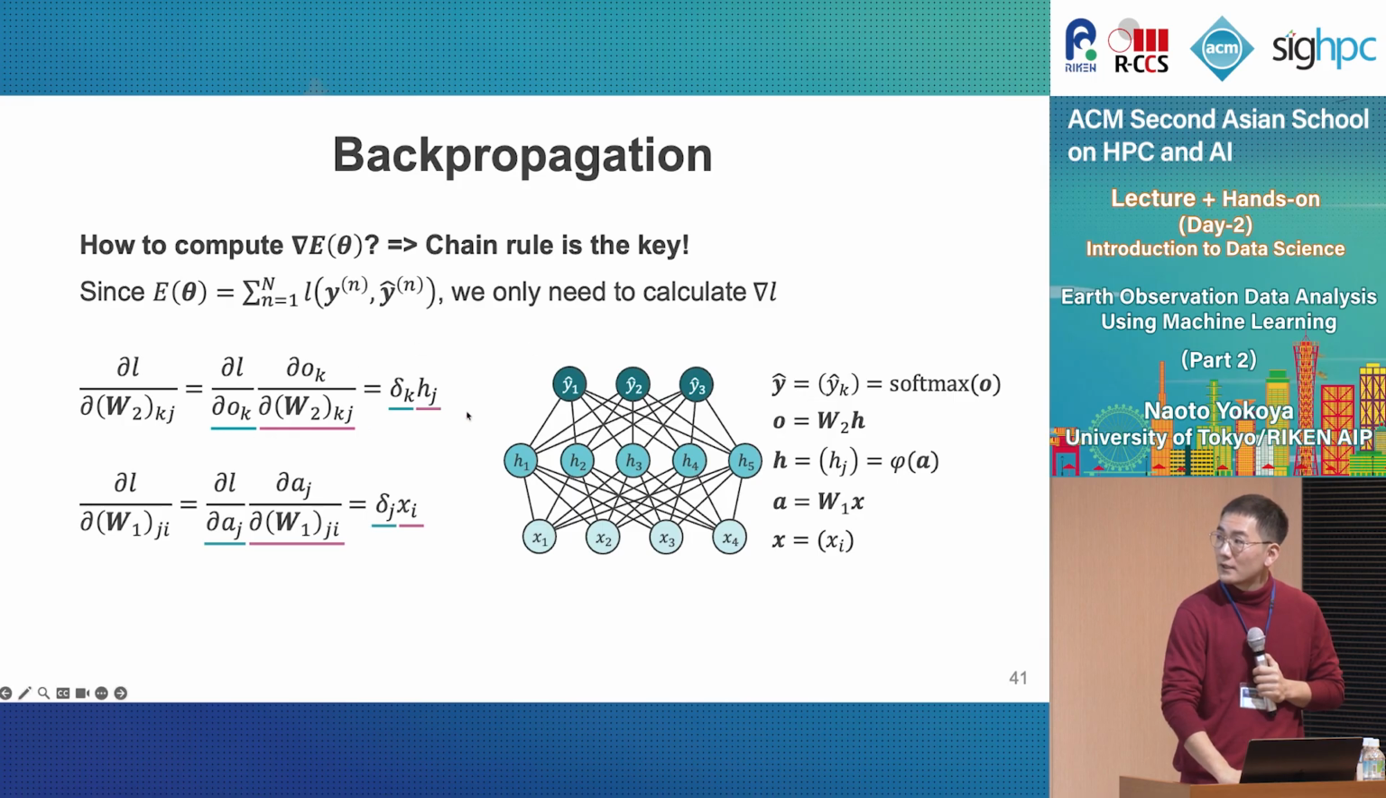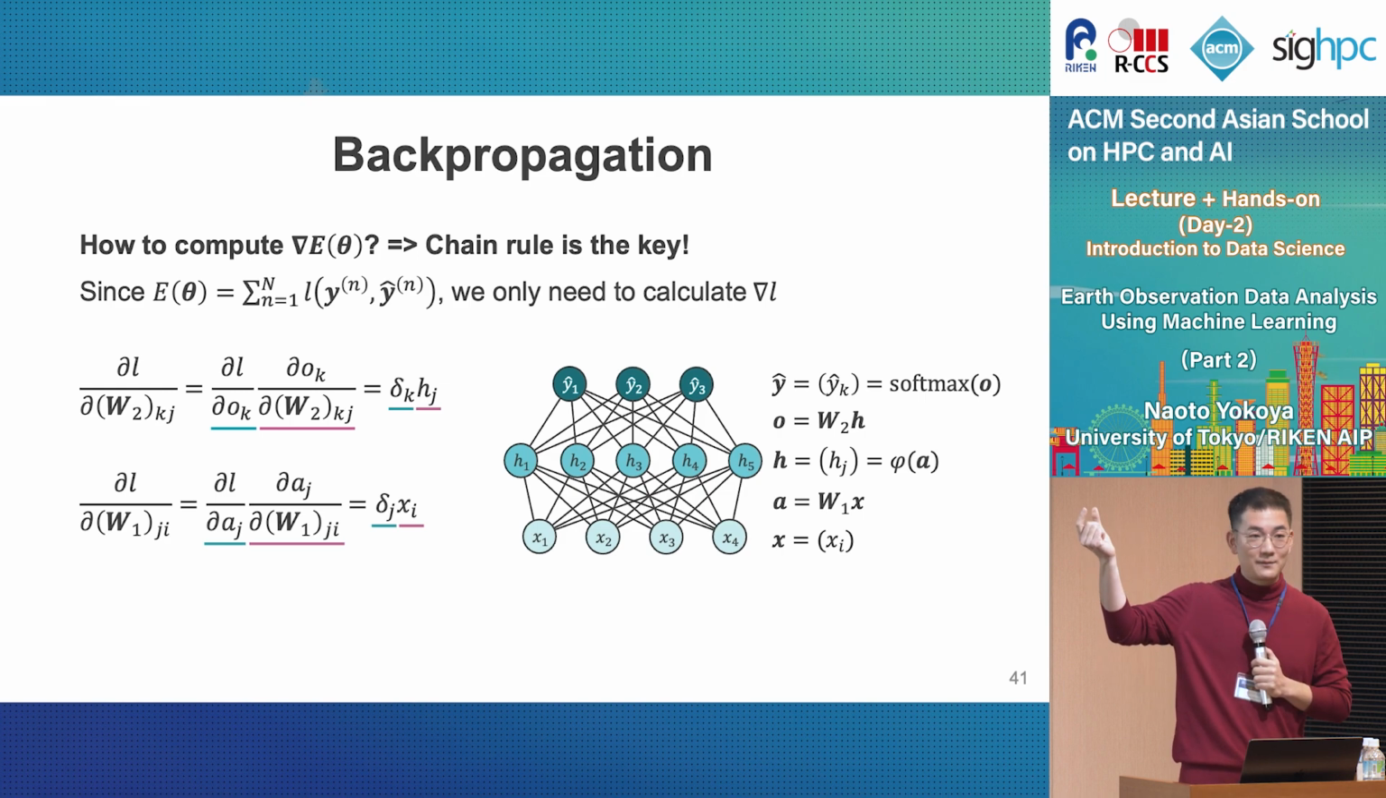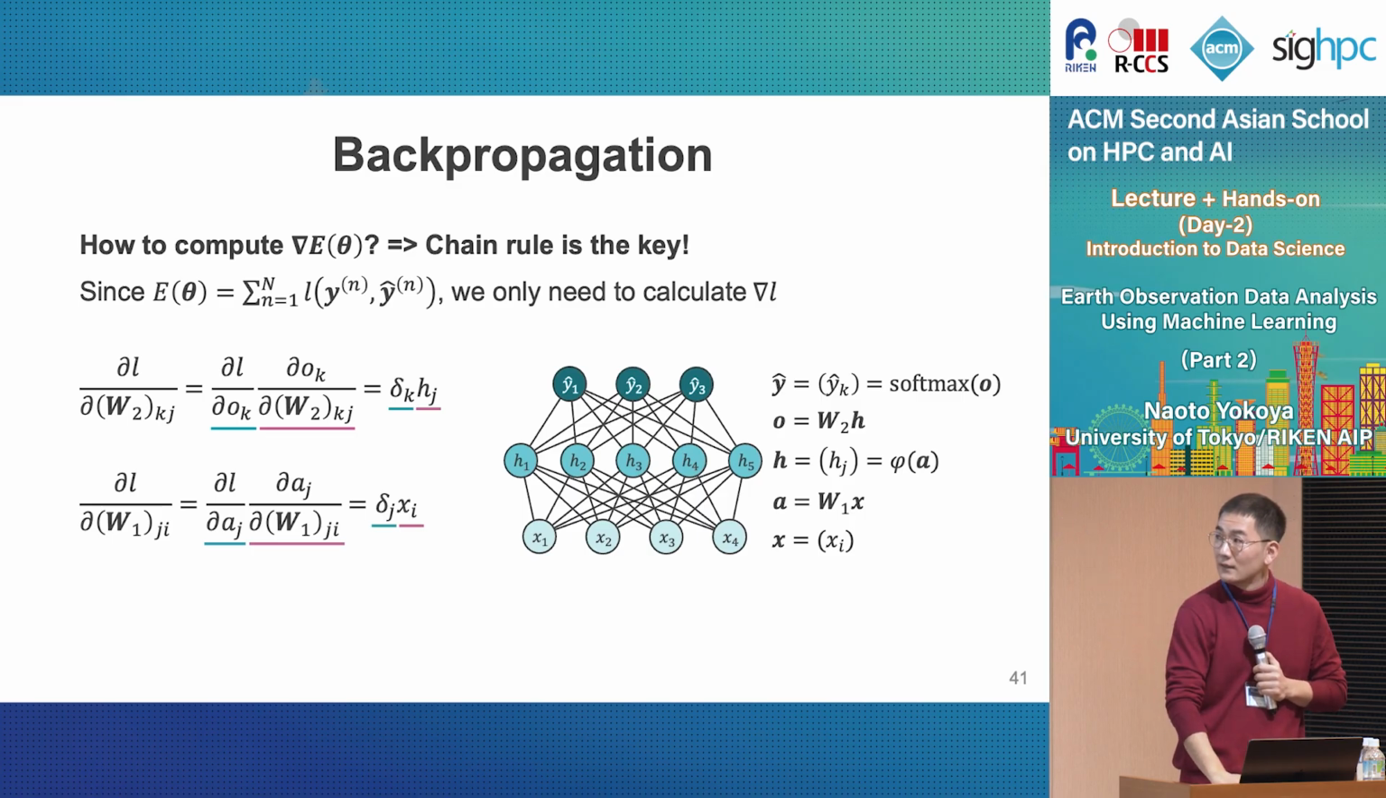And long story short, it will be represented as the multiplication of this delta k multiplied by hj. And hj is actually the current value of this hidden unit. And this delta k we will see in the next slide, but this is actually the difference between ground truth and the current prediction. So this is the error for the kth output unit. It's very simple. It's just multiplication, right? Very, very simply we can calculate.